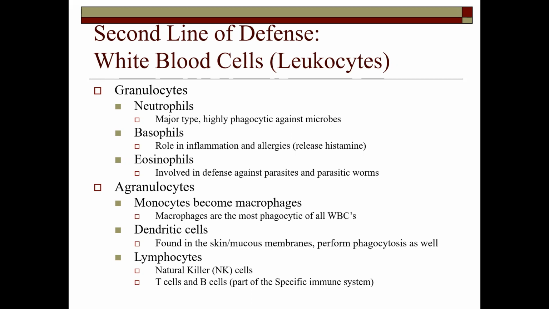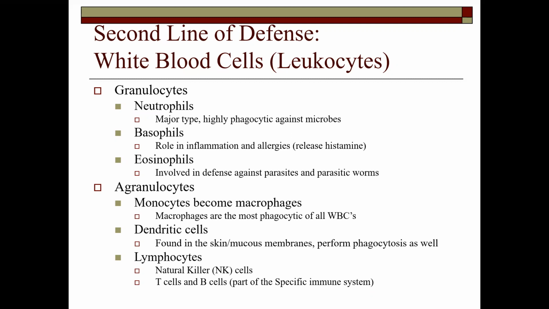Basophils have a role in inflammation and in allergies because they release a cytokine called histamine, which I'm sure you have all heard of antihistamines before. So histamine is one of the major cytokines that are involved in allergic reactions. And then eosinophils are involved in defense against parasites and parasitic worms. So oftentimes in the United States, you would not find people that have very many eosinophils because we don't have a lot of parasitic type infections. But in other countries, certainly you would find a lot more eosinophils in people's blood.